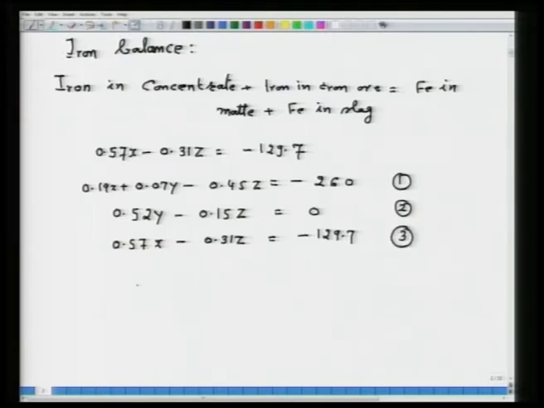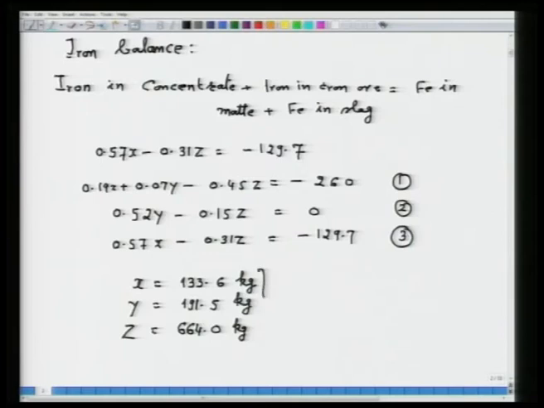solve. So, the value of x is 133.6 kg, value of y is 191.5 kg, and value of z, that is equal to 664.0 kg. So, that is the answer about what is asked. So, x is in fact iron ore, this is limestone and this is slag.